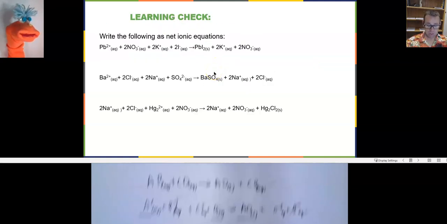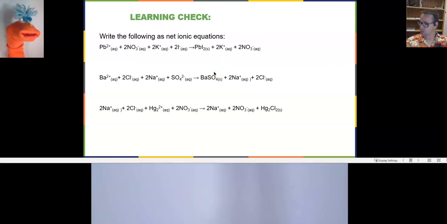So here's some reactions. Easy part here. You guys are just going to pick out the spectator ions and rewrite the net ionic equation. All right? Push pause, go over these three, and then Fred will help us out. All right, go for it, Fred.